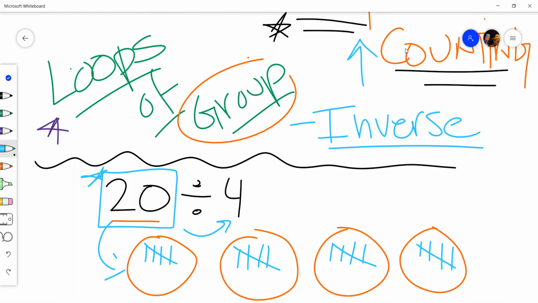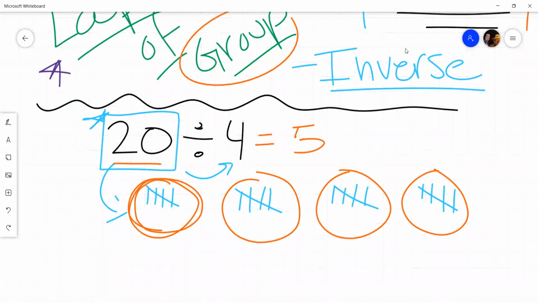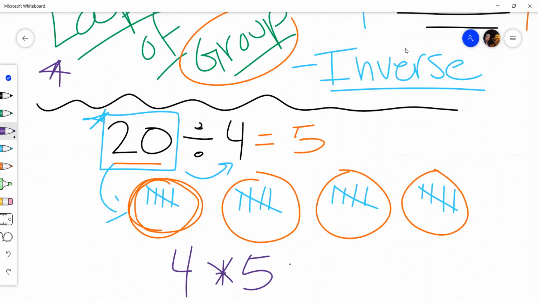And what I can see from this is that when we take our 20 and we create 4 groups, we get 5 people in each group. And that's what the equal grouping is. 20 divided by 4 equals 5, which again, if we thought about the inverse, if we did that opposite, it's true. If we look at this model, we have 4 groups with 5 in each group, which equals a grand total of 20.